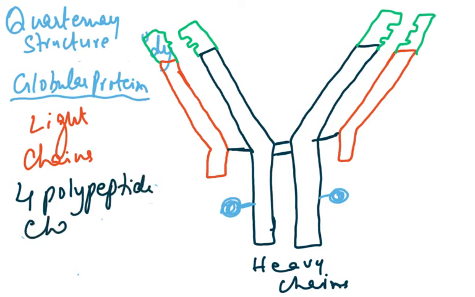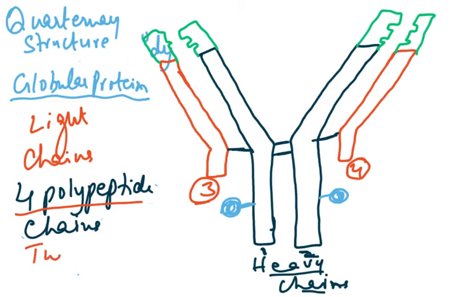So four polypeptide chains, and there are two types. The one and two are called the heavy chains, and the three and four are called the light chains, because they have fewer amino acids in them. Please remember, it's a quaternary structure, so it is made up of polypeptide chains. It's made up of four polypeptide chains, but of two types. Similarly, in hemoglobin, they are of two types.